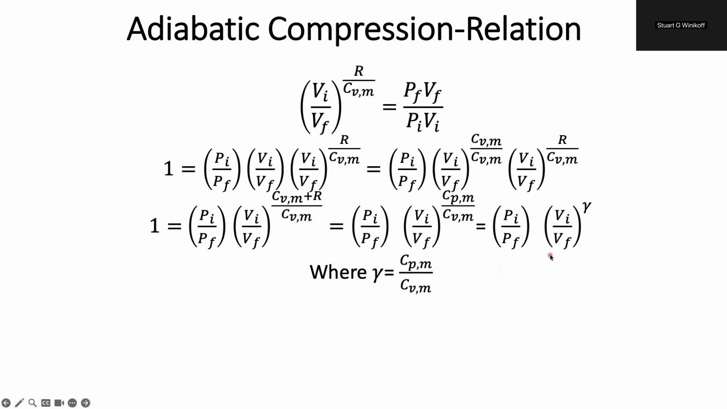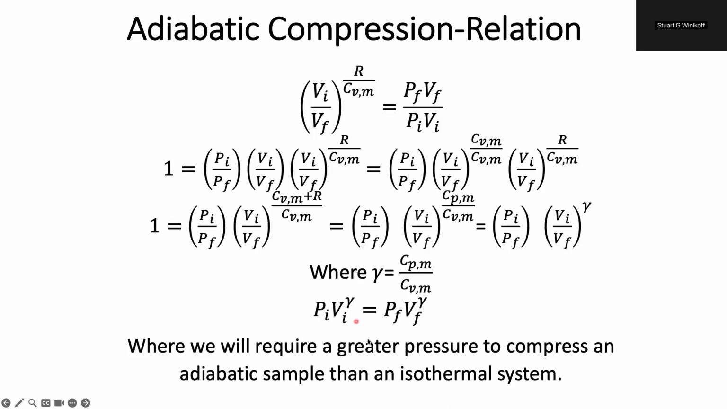So what we can then do, using this expression, is rearrange this to relate pressures and volumes, initial to final. And when we do this, we'll find that the expression is pressure times the volume to this exponential that's always going to be greater than 1. So what we find here is that we'll always require a greater pressure to compress an adiabatic system than an isothermal one. Because remember, for an isothermal, it's just PV equals PV. But now we have this extra term.